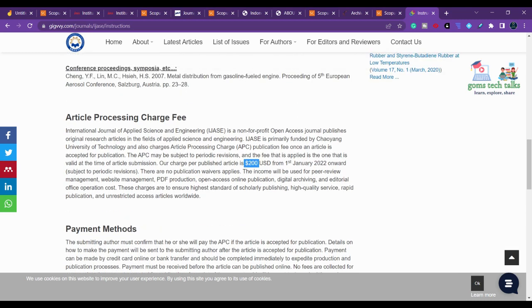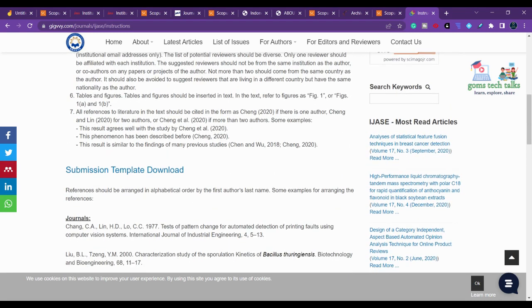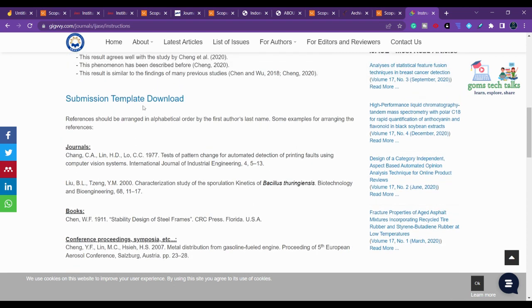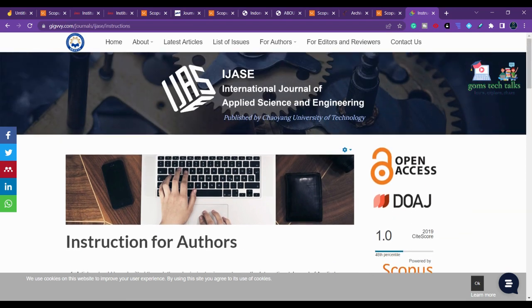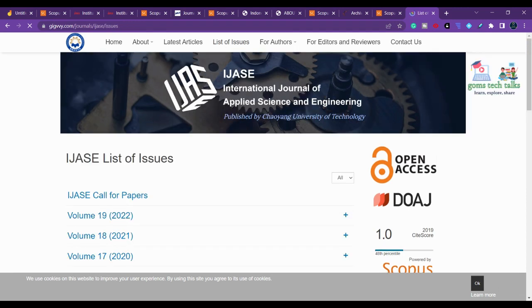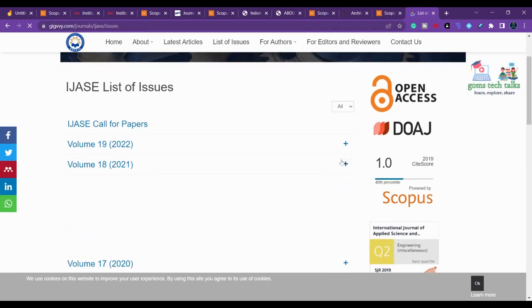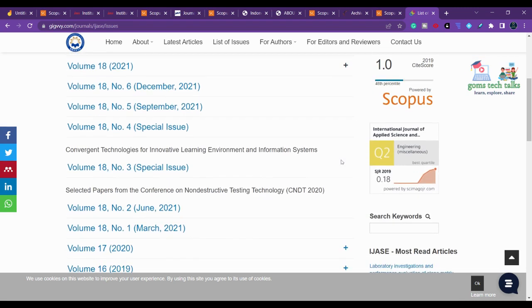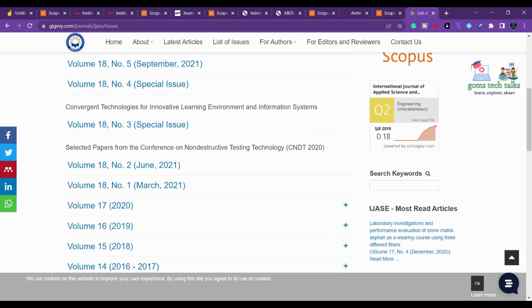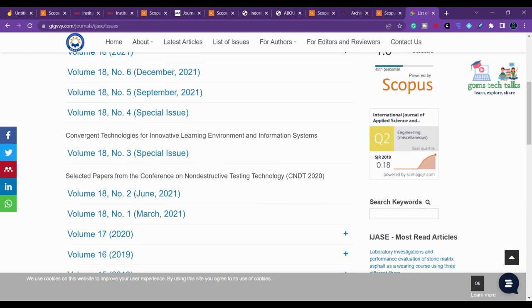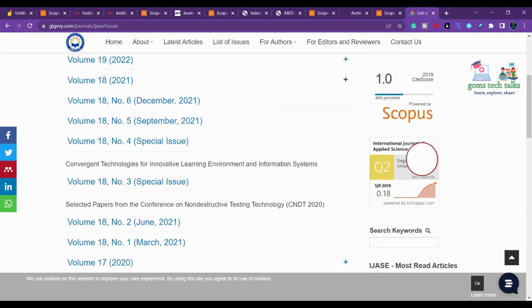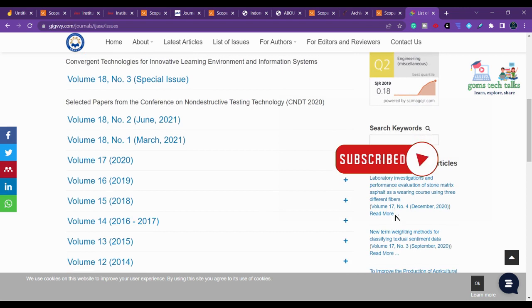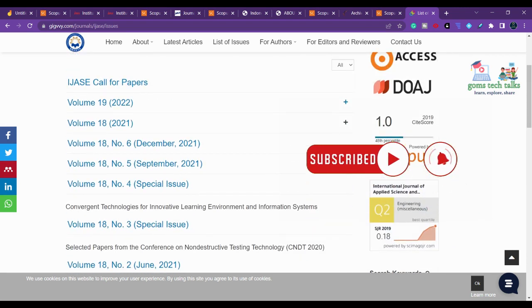So this is the article processing charge, and of course, they have given the paper submission template, so you can download this template and edit your paper. Okay, if you are into this scope, and if you want to know about the frequency of the journal, you can go here and check for 2021. Yes, I think one, two, three normal issues and three special issues. So nearly six issues they are providing. So it's good, quite good.